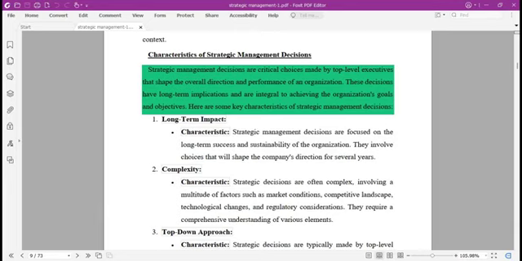We also have the complexity. Here, the strategic decisions are often complex, involving a multitude of factors such as market conditions, competitive landscape, technological changes, and regulatory considerations. They require a comprehensive understanding of various elements.